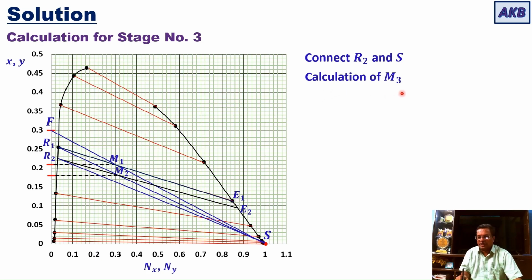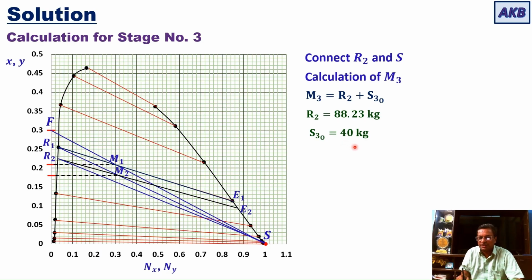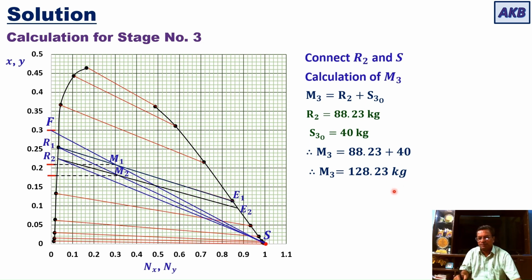Then we are going to calculate M3. M3 will be calculated as M3 is equal to R2 plus S30. R2 we obtained is 88.23 kg. S30, the amount of solvent used in the third stage, is 40 kg. So therefore M3 will be equal to 88.23 plus 40, which gives us M3 as 128.23 kg.